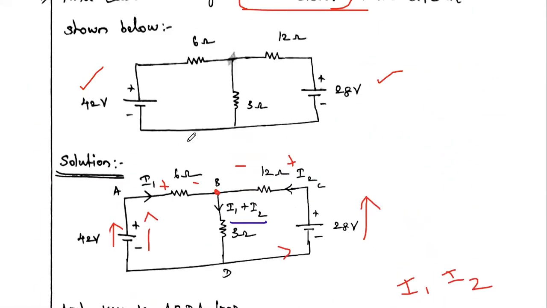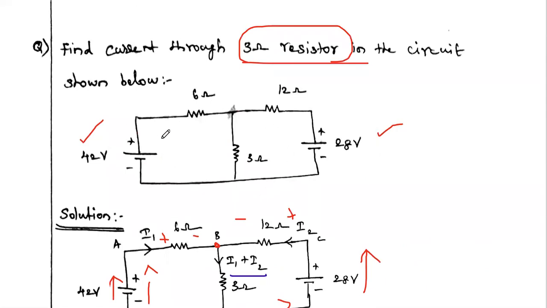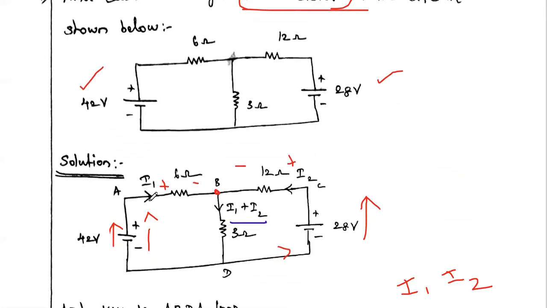The same problem we can solve using mesh analysis also, but now we are using the branch current method. Branch current means the current flowing in a branch that we marked and calculated.